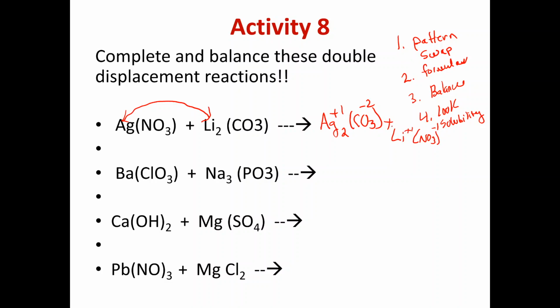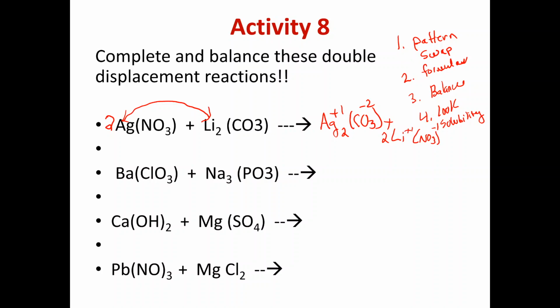Okay, let's balance it. My silvers are off, so I need to put a 2 here. I'm doing this by eye, by the way. We could write this on the board if you like. So we got 2 silvers. Now I got 2 nitrates, so I better put a 2 here. When I do that, my lithiums are good, and now my carbonate's good. If you need to stop and balance this on the board, that's great. But just know that you need to balance it next by counting your silvers, carbonates, nitrates, and lithiums.